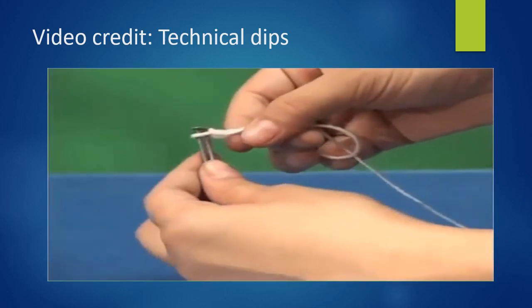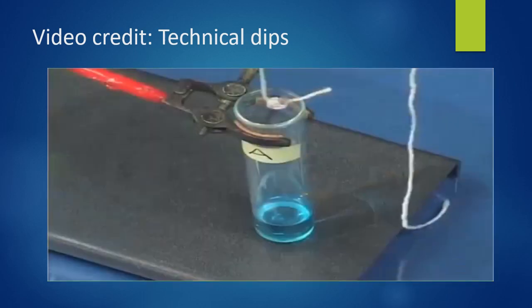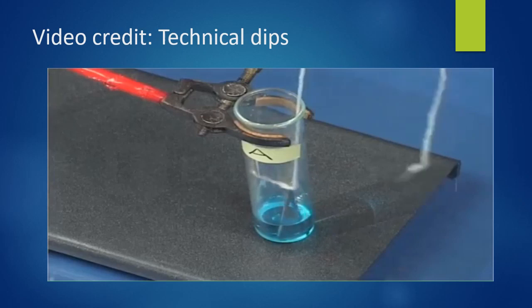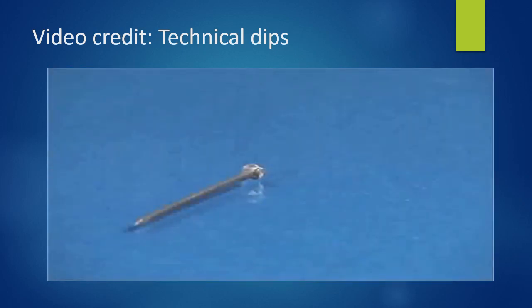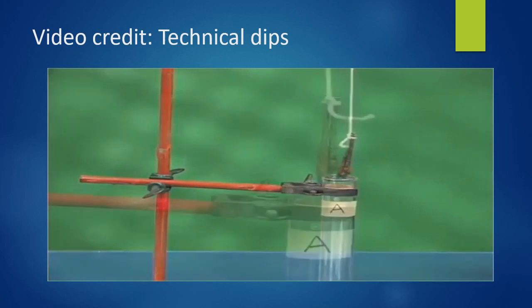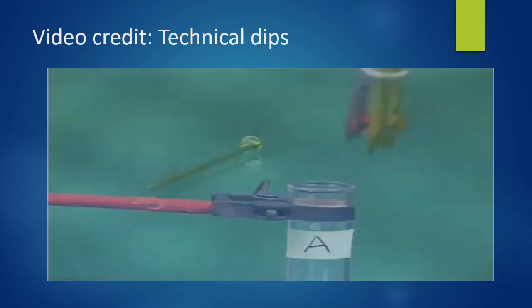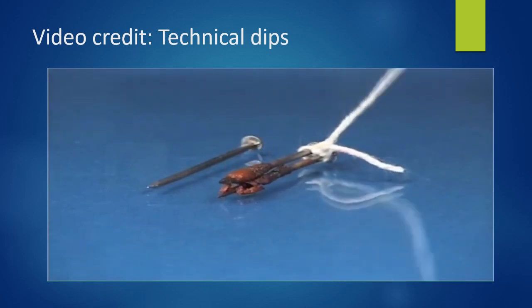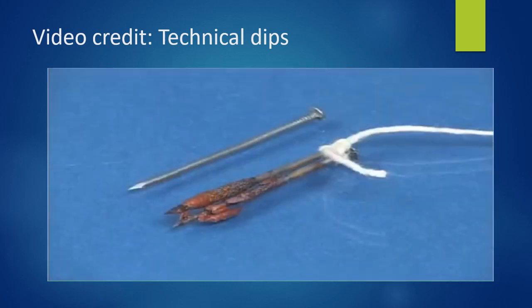Tie 2 iron nails with a thread and immerse them carefully in the copper sulfate solution in test tube A for about 20 minutes and keep the third nail aside. After 20 minutes, take out the nails and keep them beside the unused clean nail. Do you observe any change?